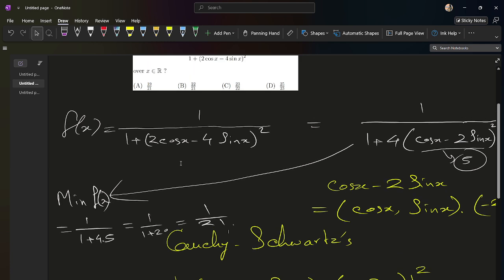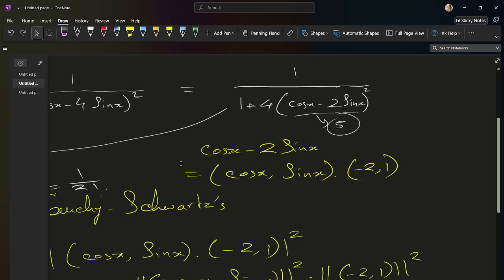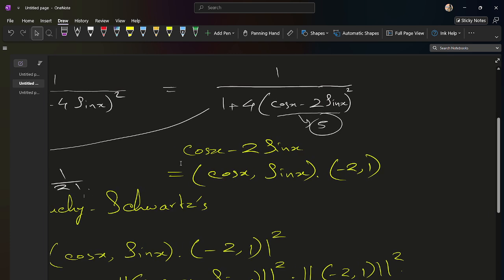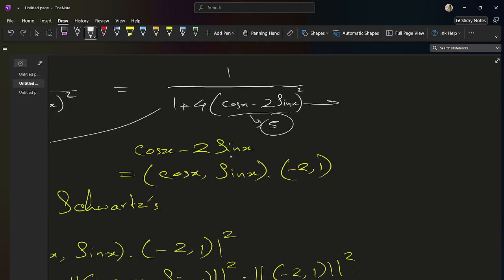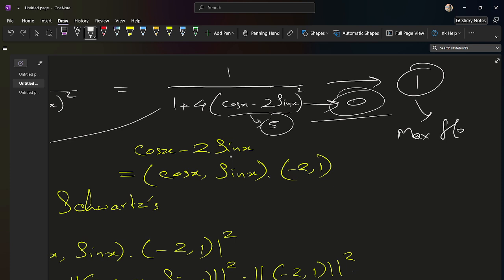So now we are going to see the maximum value of it. The maximum value will occur when cos x minus 2 sin x is equal to 0. Only in that case will we get the maximum value. So our maximum value will be 1, which is our max f x.